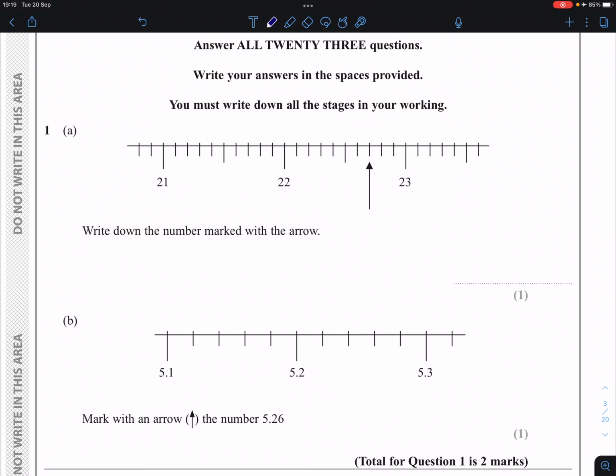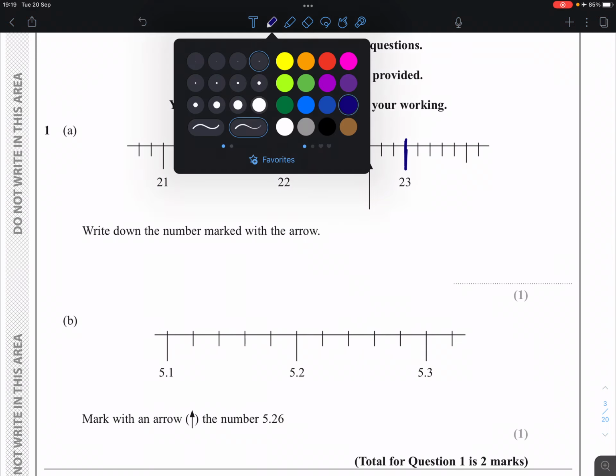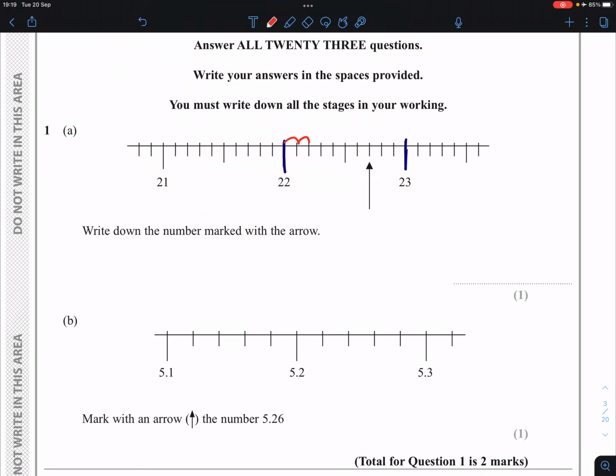Question 1. Write down the number marked with an arrow. So we are given the marking here is 22, we're given the marking here is 23, and there are 10 jumps between 22 and 23. So this distance, this total distance that we have gone between 22 and 23 is 1, because that's the difference between 22 and 23.